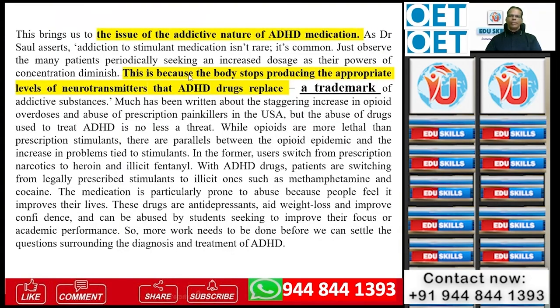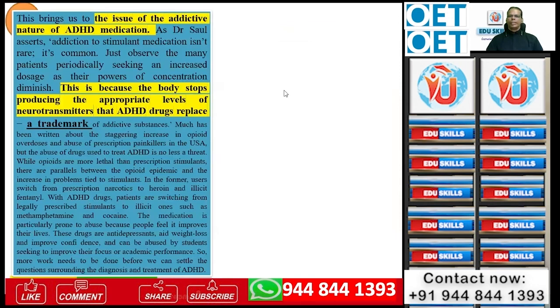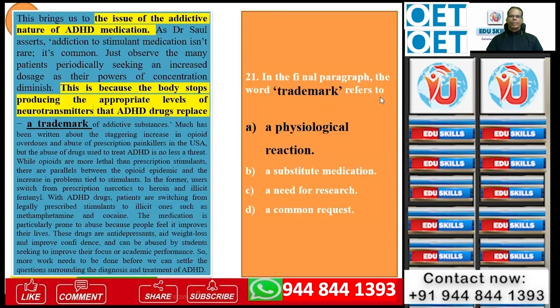The trademark, what does it mean? This is because the body stops producing the appropriate levels of neurotransmitters that ADHD drugs replace. A trademark of addictive substances. Here body means physiological: stops producing the appropriate levels of neurotransmitters that ADHD drugs replace. A trademark means this particular aspect is the trademark. Let's check. In the final paragraph, the word trademark refers to, you can easily make out, physiological reaction. This is because the word body stops producing. What is physiology? Physiology is synonymous with body. So this hyphen, a trademark, means this is the trademark.